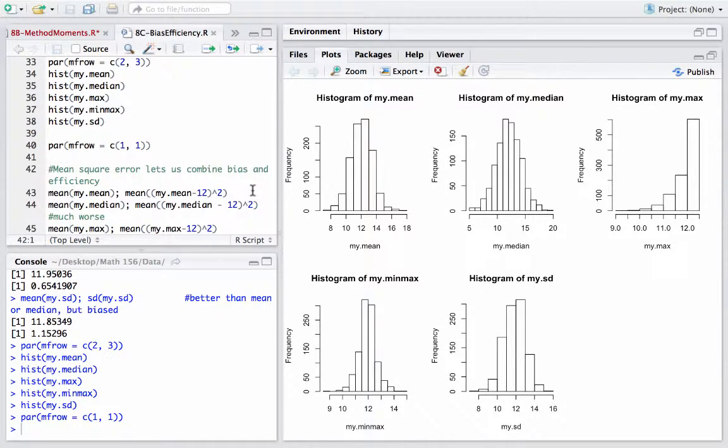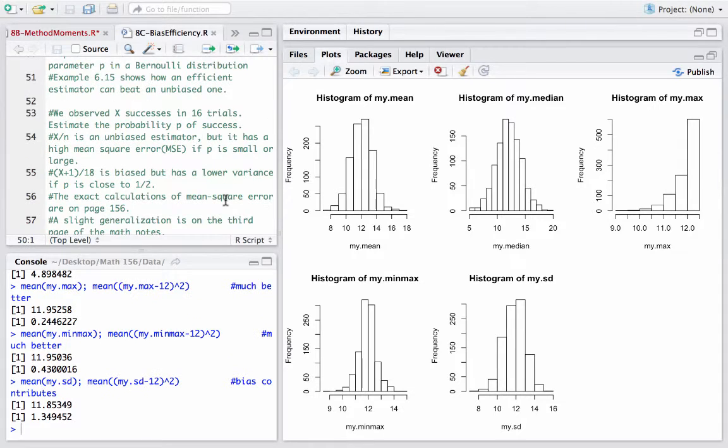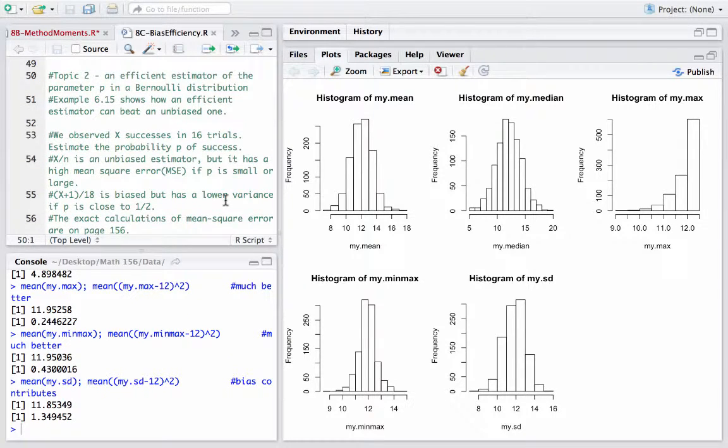Now the mean square error, which we've seen in the notes, combines bias and efficiency, and it works out to be the variance of the estimator plus the bias of the estimator squared. So for our unbiased estimators, this is just going to be the variance because the bias is 0. So now let's talk about cases where efficiency is better than a purely unbiased estimator.